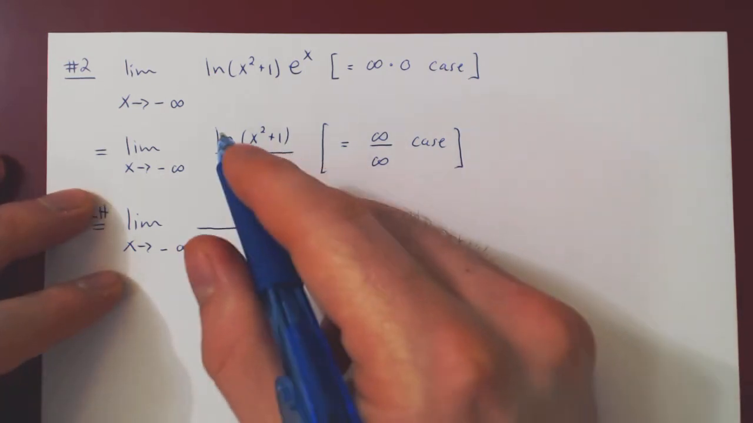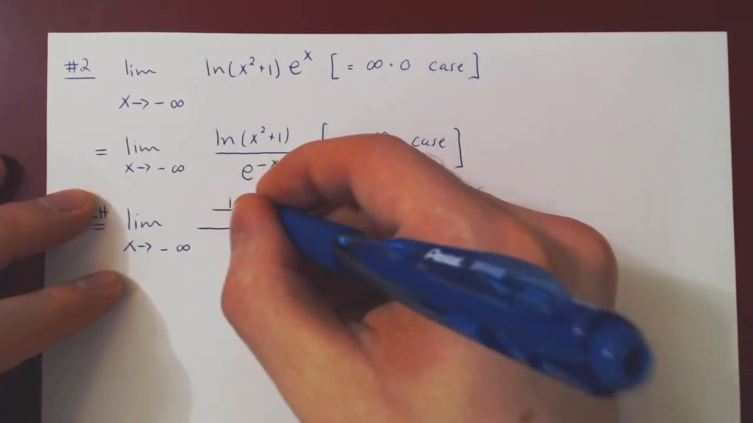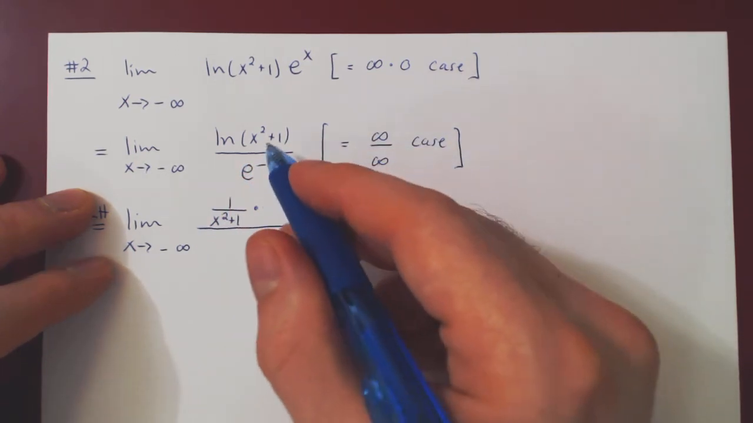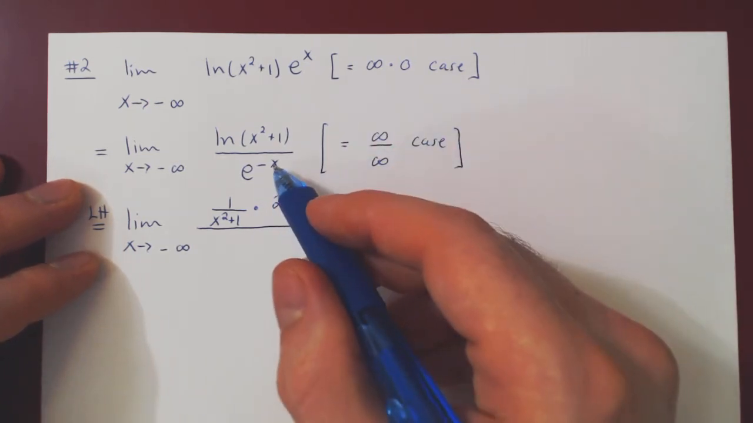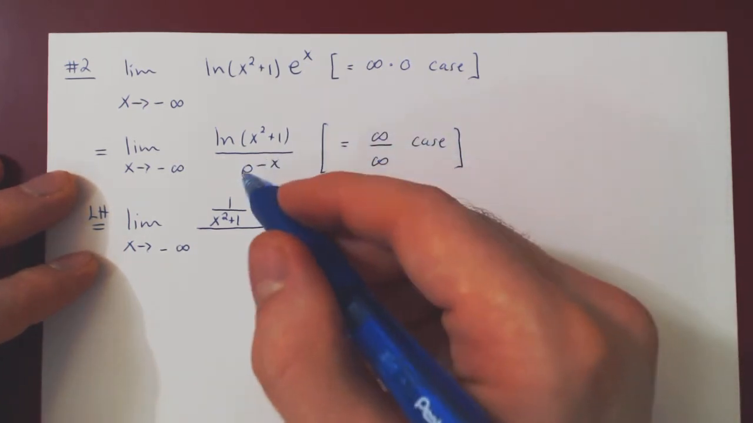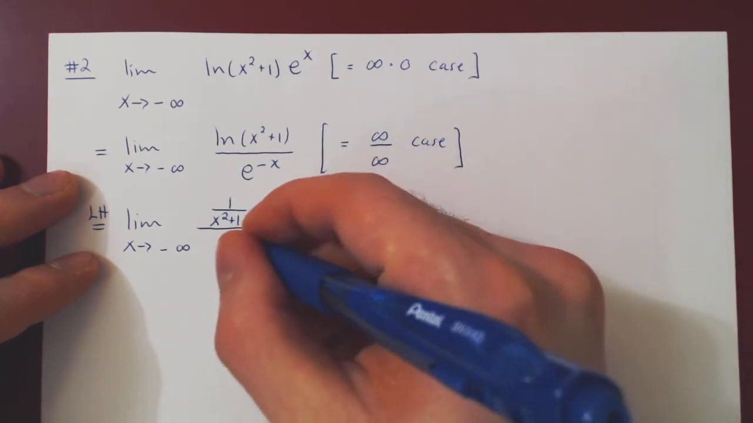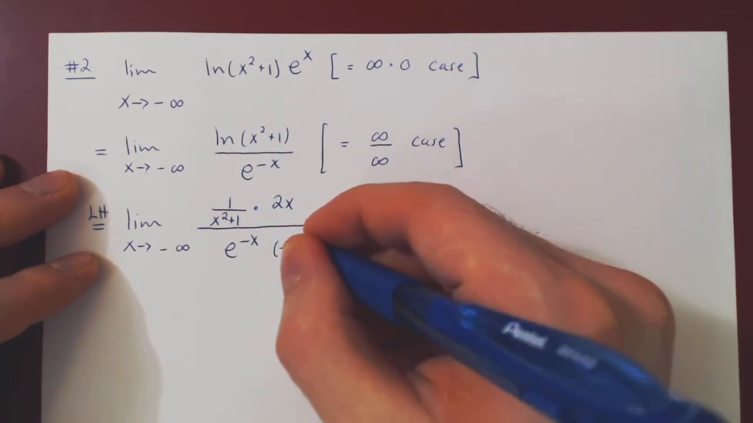Differentiate the numerator. The derivative of ln is 1 over the argument, so 1 over x squared plus 1, times by the chain rule the derivative of the argument, which is 2x, over the derivative of e to the negative x. Differentiate the exponential, you get the same function back, times the derivative of negative x, which is of course negative 1.